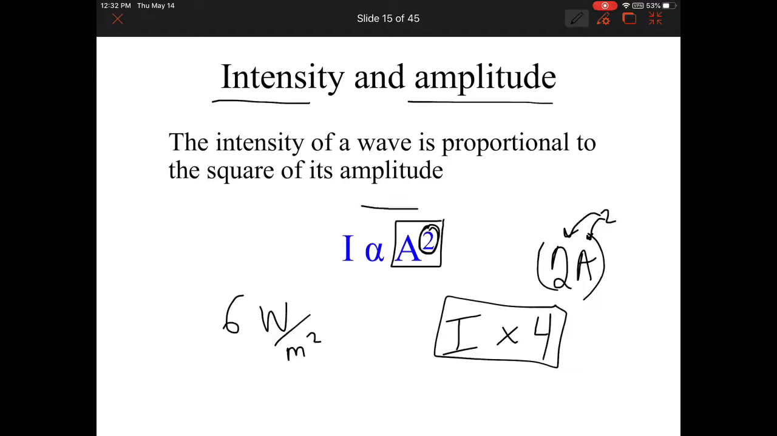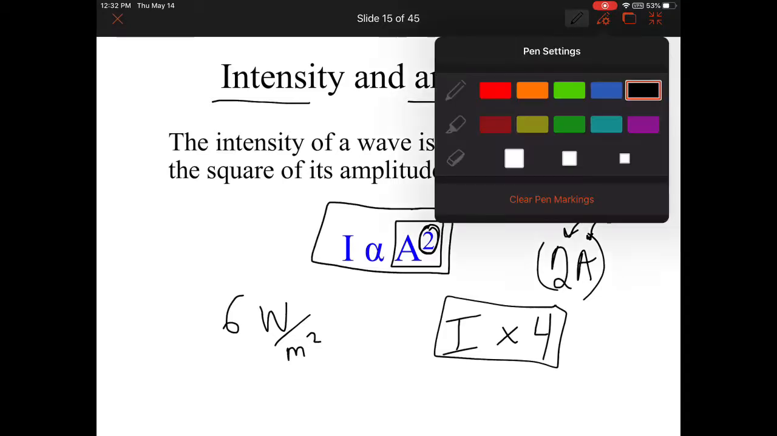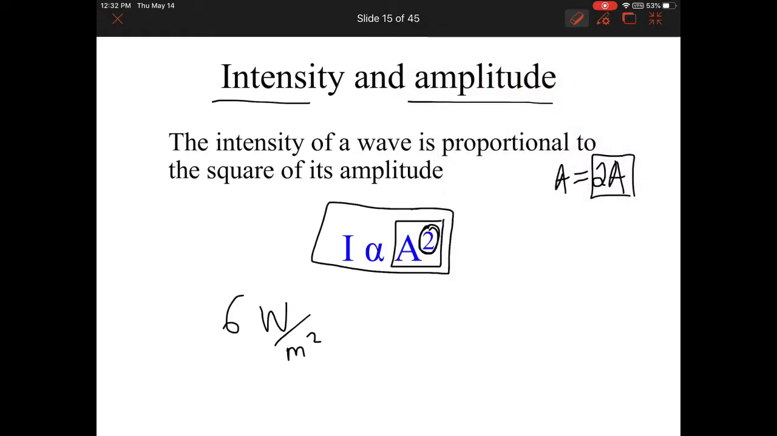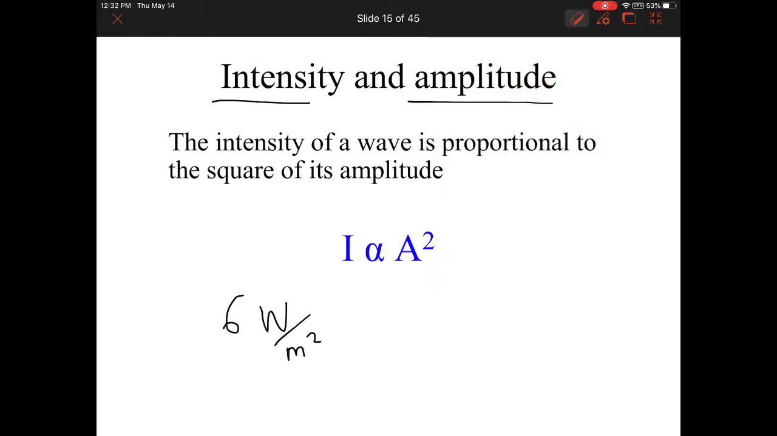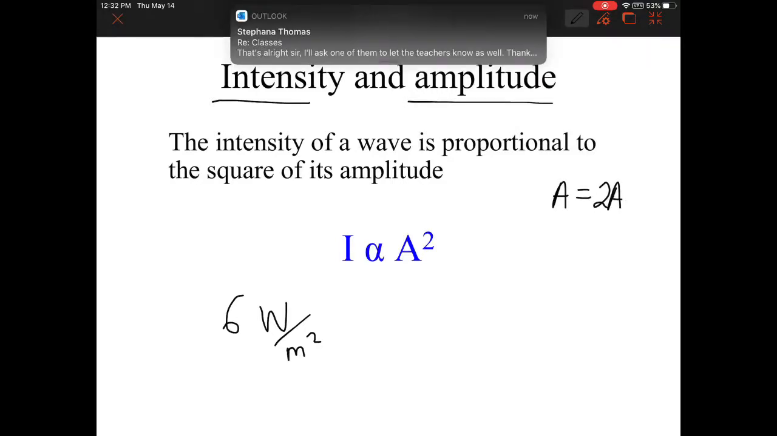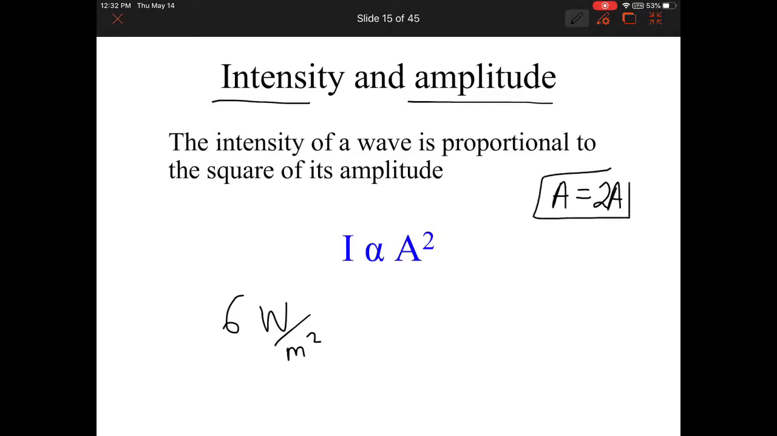Okay, so it is important that you know how to use these sort of proportionalities, but it's pretty straightforward when you sub in the value. So my A value in this case is actually now double the amplitude. So when I sub that in, I get that value. I'll show that one more time. Okay, if I let A be doubled, so I'm letting A equal double A, okay, sub that in.